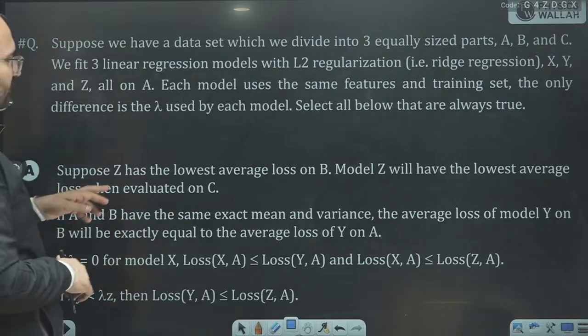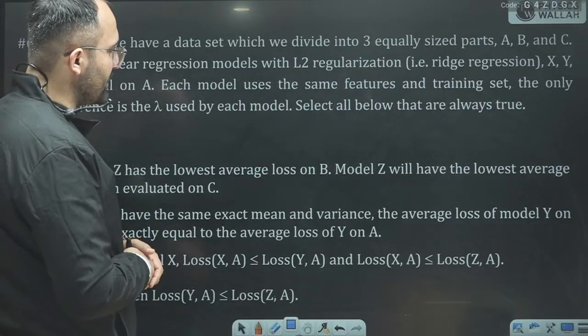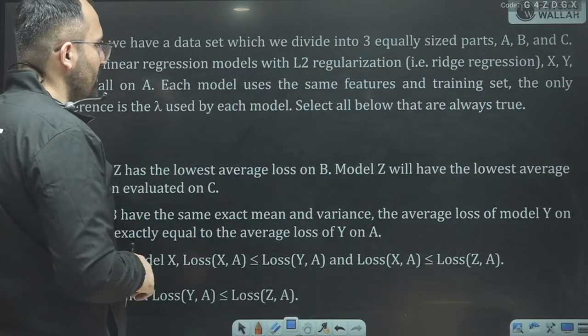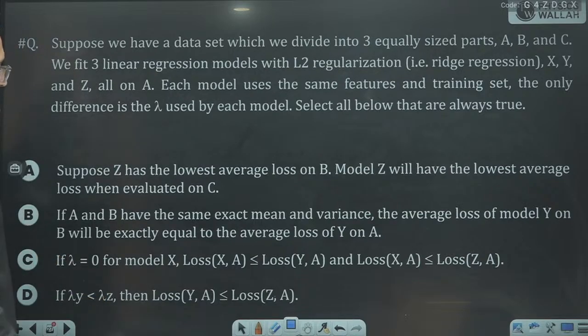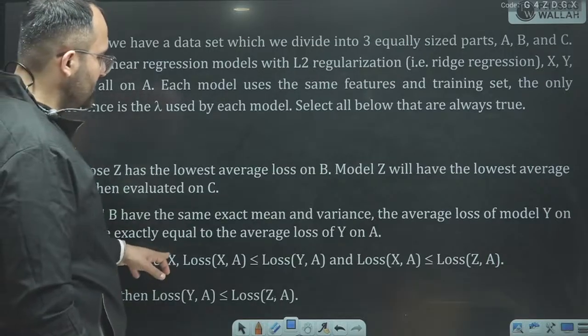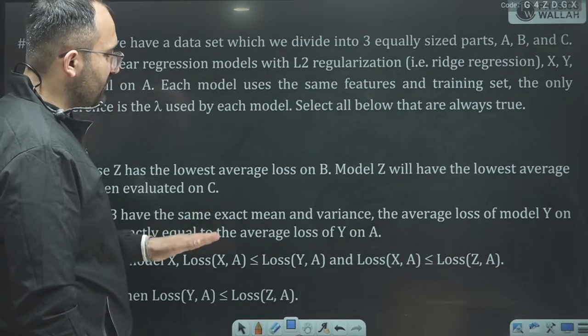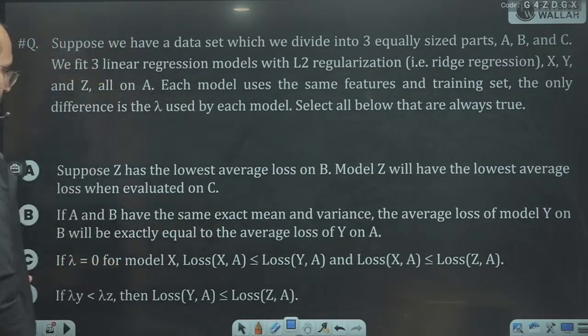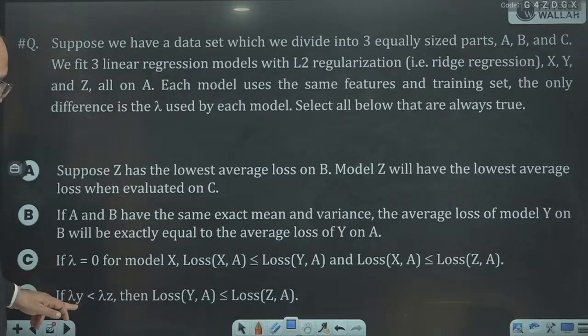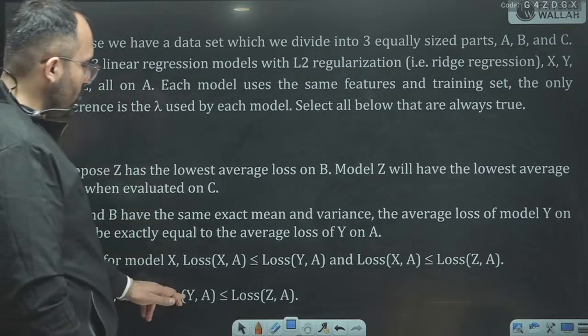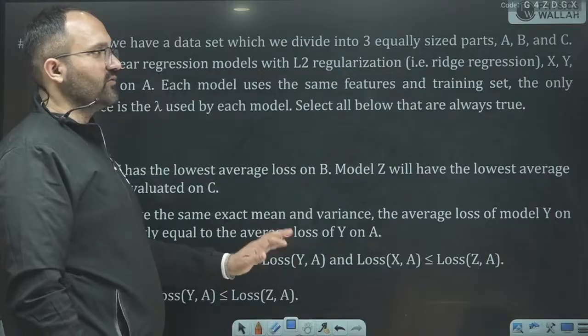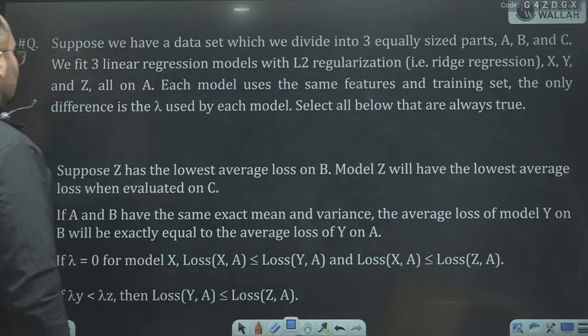If A and B have the same exact mean and variance, the average loss of model Y on B will be exactly equal to the average loss of Y on A. If lambda is 0 for model X, the loss of X on A will be less than the loss of Z on A. If lambda Y is less than lambda Z, then loss of Y on A will be less than loss of Z on A. So let's try to read this one more time.